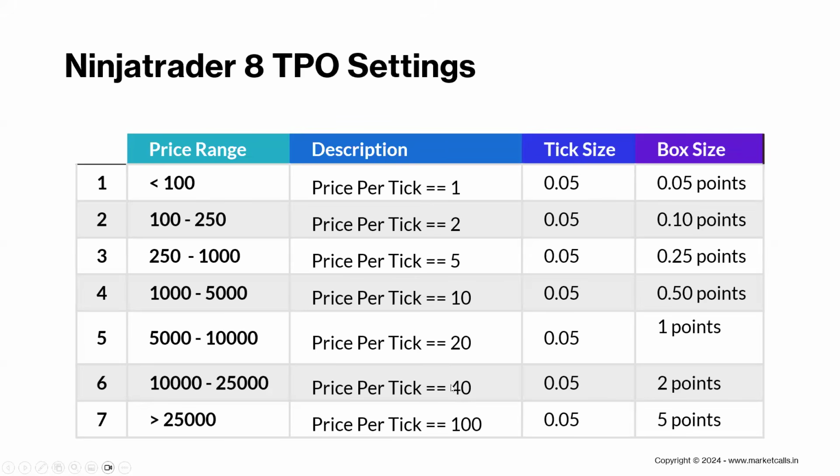Because of that only, we'll be able to spot the visual reference levels. If you keep random TPOs or some other TPOs, you may not be able to capture the exactness. You'll not be able to capture the smart money. It will be very difficult to capture it.